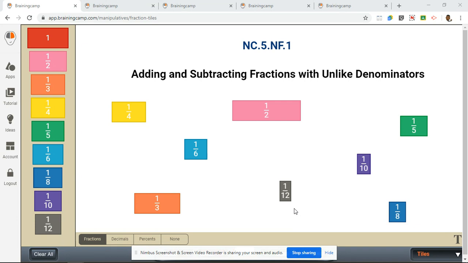Anyway, this video, of course, is a continuation of adding and subtracting fractions with unlike or different denominators. Of course, as you see on your screen, the Common Core Standard, NC5 NF1, which is the North Carolina Common Core Standard for 5th grade, which is looking at the first portion, adding and subtracting fractions with unlike denominators. Therefore, this primarily deals with unlike denominators, this standard.